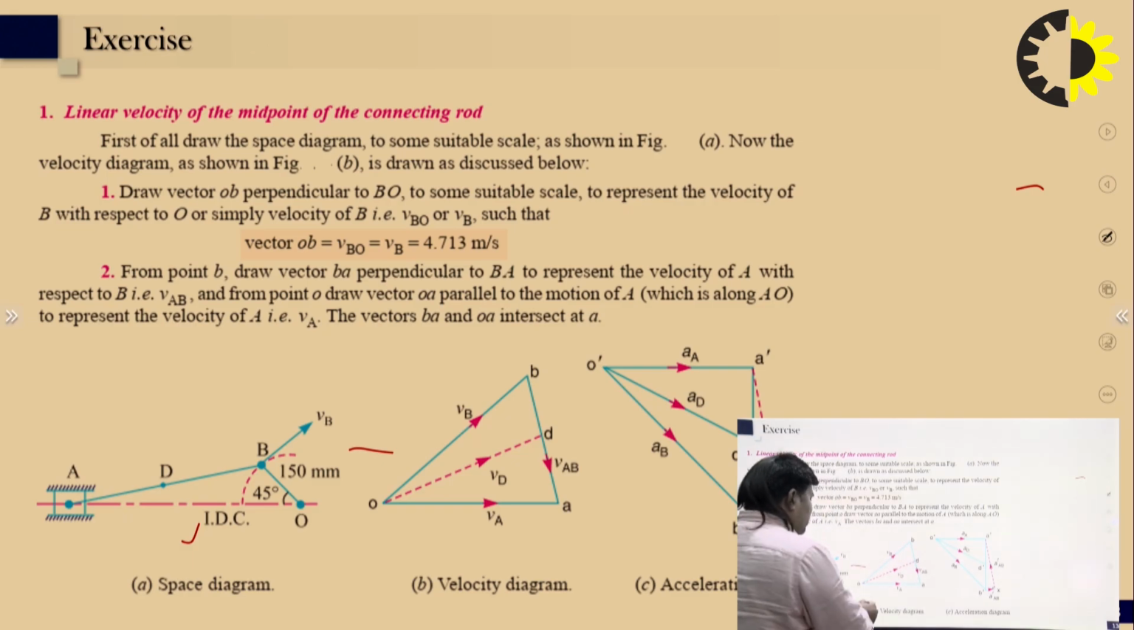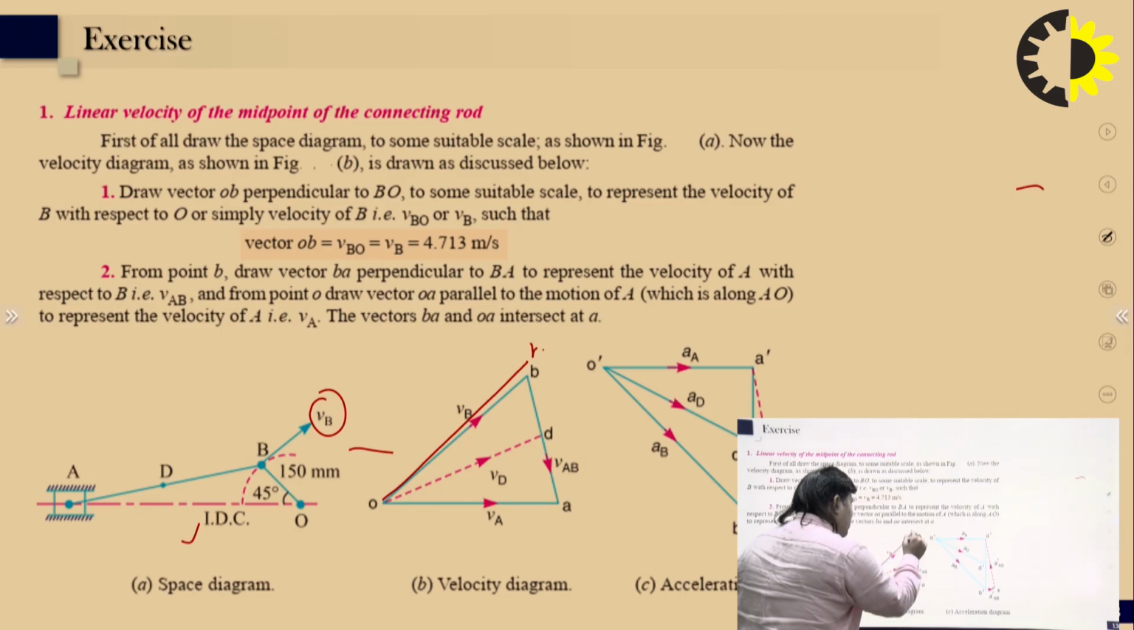So first of all, in the previous case, I have drawn the velocity diagram. So we will take some suitable point O, from O to B. So O to B, that is this one. So V equal to R into omega. R is given, omega is given. So that point B to O, that point B is known. So velocity of B is known.